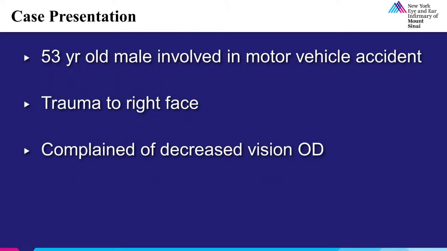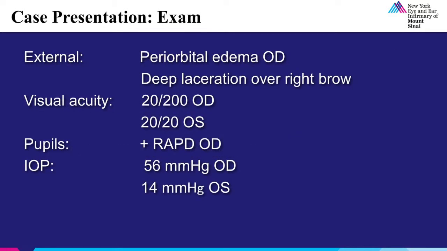This is a 53-year-old male involved in a motor vehicle accident who suffered trauma to the right side of his face. He initially complained of decreased vision in the right eye. On external examination, the patient had evidence of significant periorbital edema around the right eye. He also had a deep laceration over the right brow. His visual acuity was 20/200 in the right eye and 20/20 in the left eye. His pupillary exam showed a right relative afferent pupillary defect.